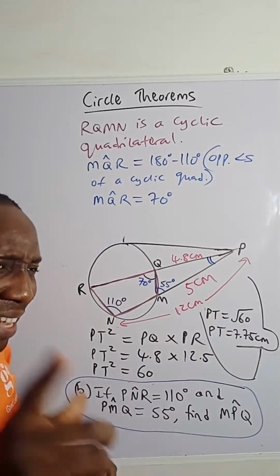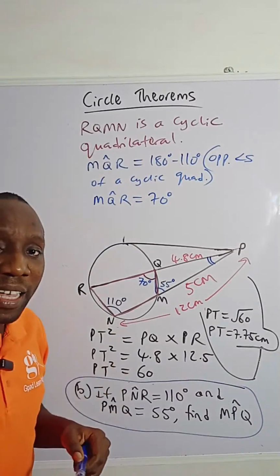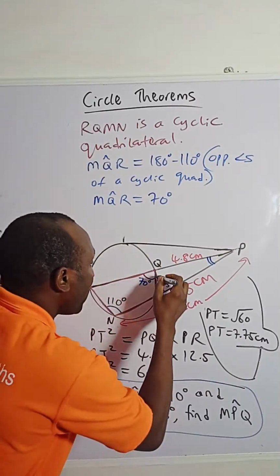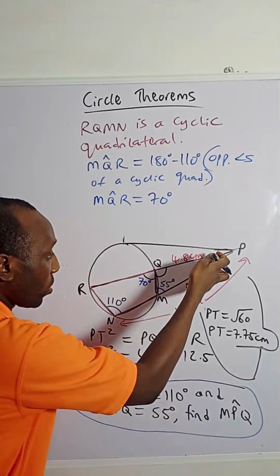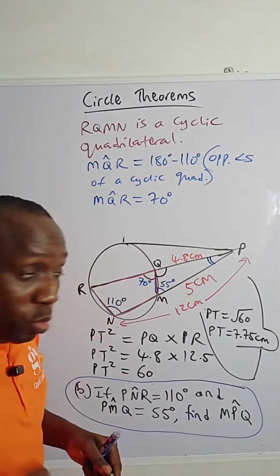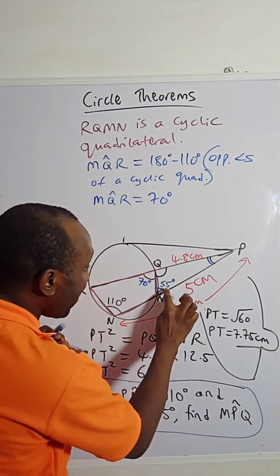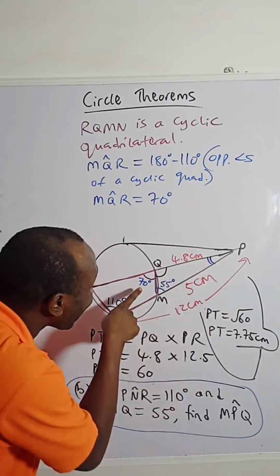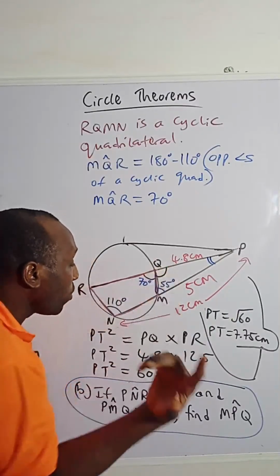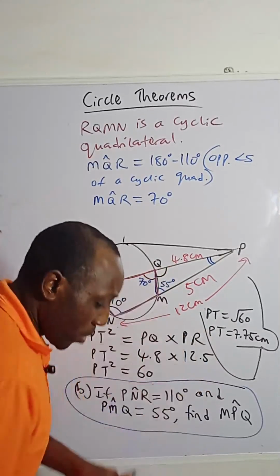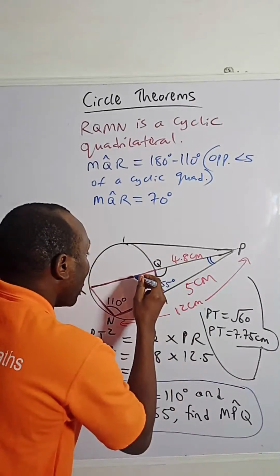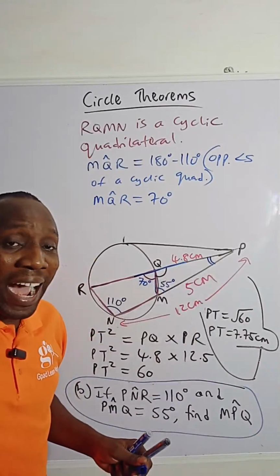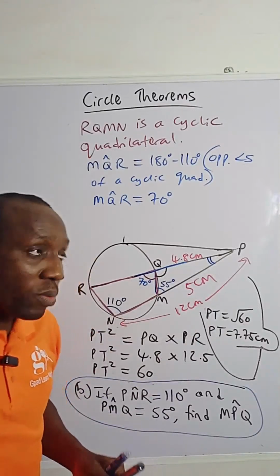Yesterday I talked about the exterior angle of a triangle. You can decide to get this angle if you like, and then this one. But for me, I already know that 55 degrees and this angle MPQ will add up to give you the exterior angle. So I will not go through the stress of using angles on a straight line to get this angle first. I'll just use the exterior angle of a triangle.